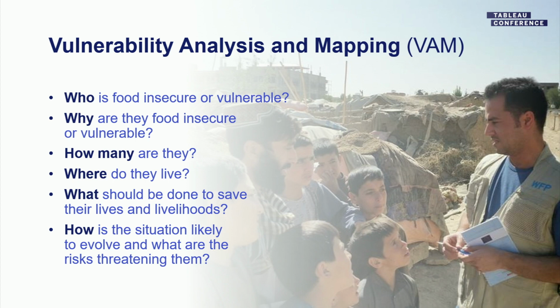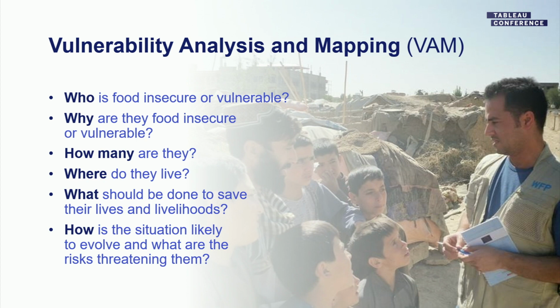To be able to provide the adequate assistance, WFP must answer several questions that are summarized here. We need to know who is food insecure, why are they food insecure, how many people there are, where they're located, what's the most appropriate type of assistance that we should provide them, whether it's in-kind food assistance or possibly cash-based transfers. And also, we need to understand how is the situation likely to develop without intervention and how it could be improved with our intervention.